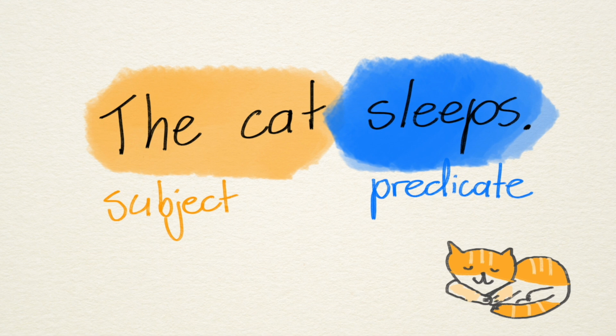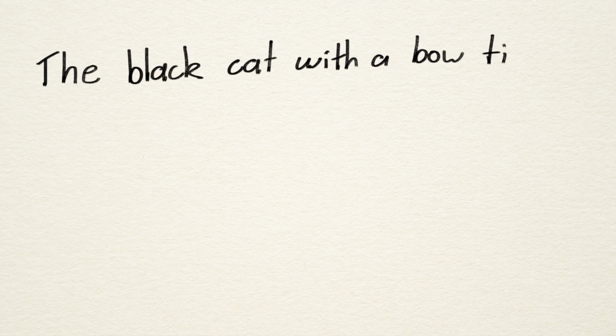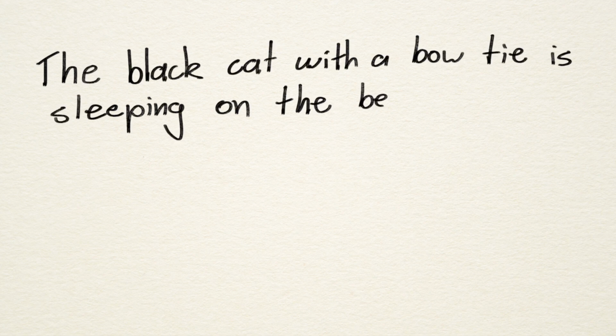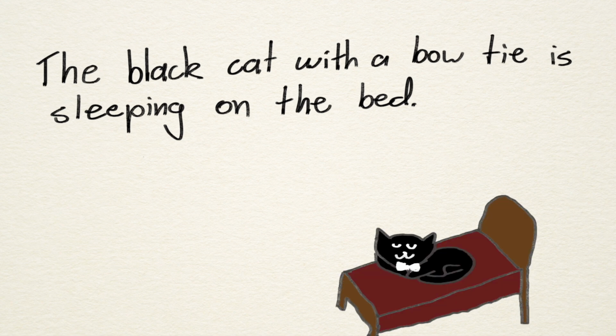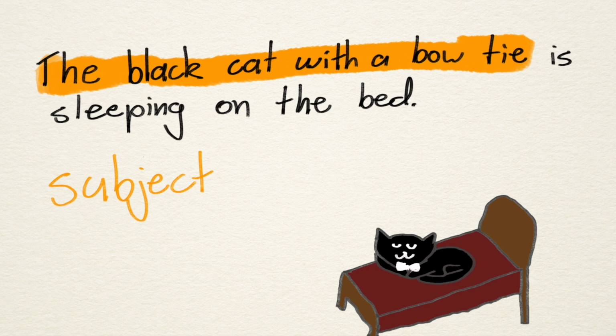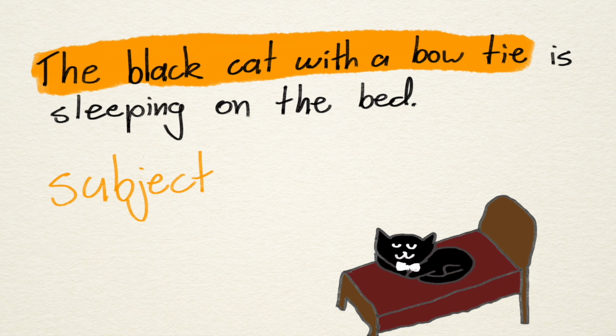Let's look at a longer sentence and see if we can find a subject and predicate. The black cat with a bow tie is sleeping on the bed. This is a longer sentence. Let's think about what words are talking about the subject, what it's about. Well, we have a group of words that describe the cat. The black cat with a bow tie is the subject of this sentence. It's very specific in this sentence. It tells us who or what the sentence is about.